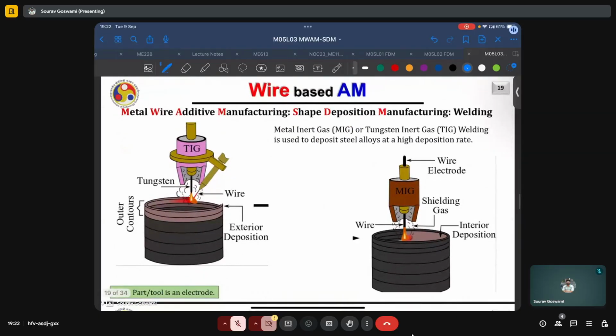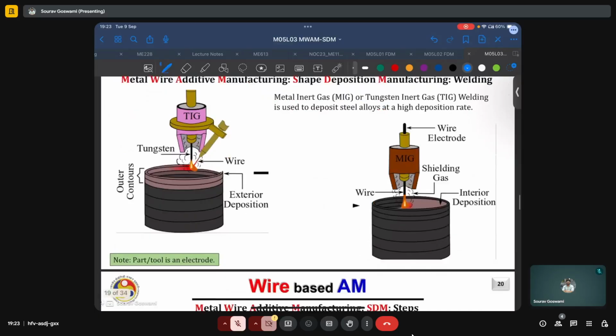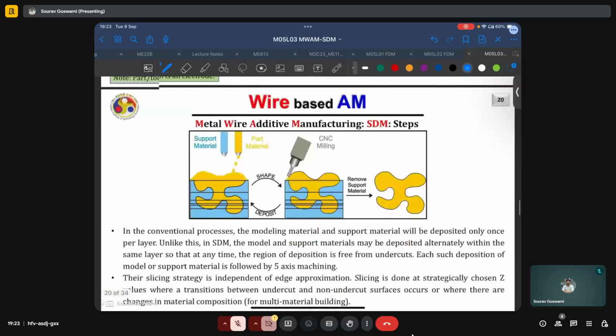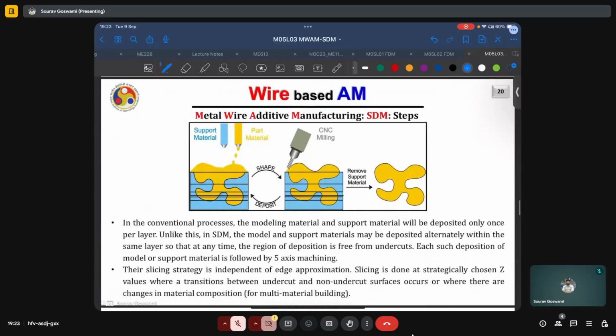And here we see how the TIG welding process is used for fine deposition of the exterior, whereas the MIG deposition process is used for interior deposition of infill at a high deposition rate. And for an arbitrary geometry and a part which requires support structures, we have the segments and the steps for a shape deposition modeling process.